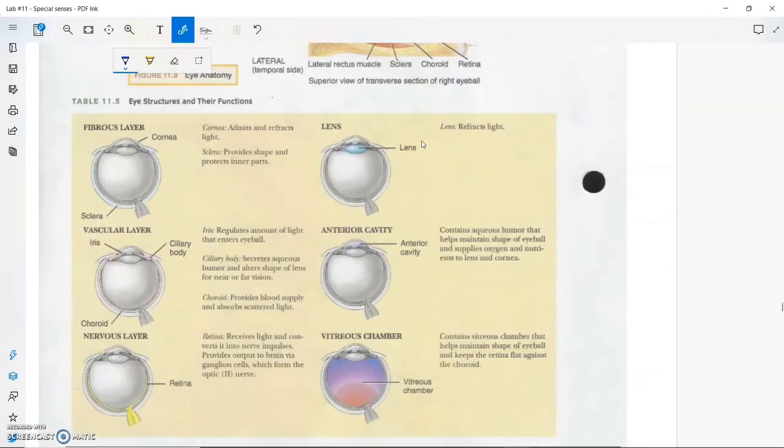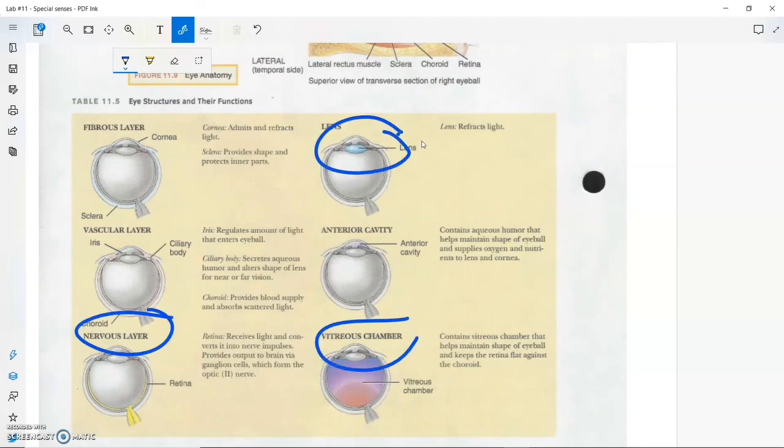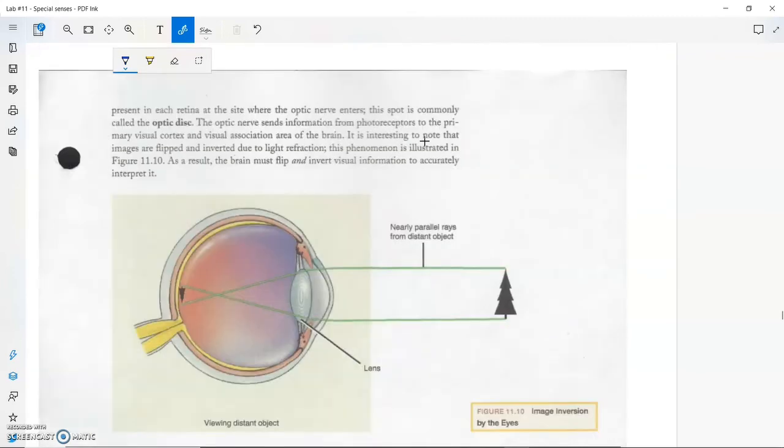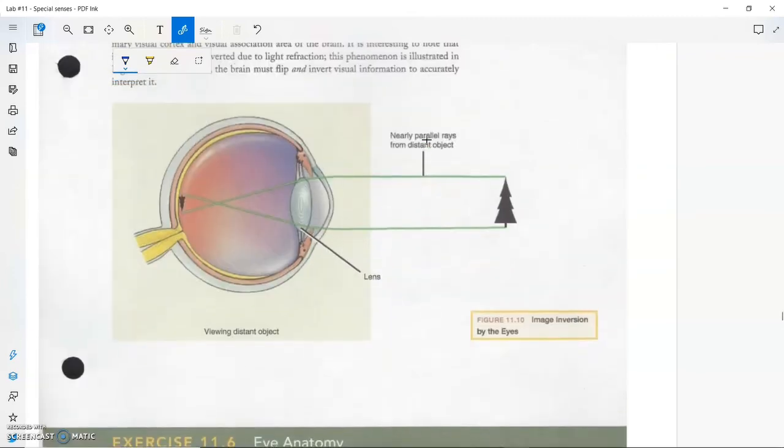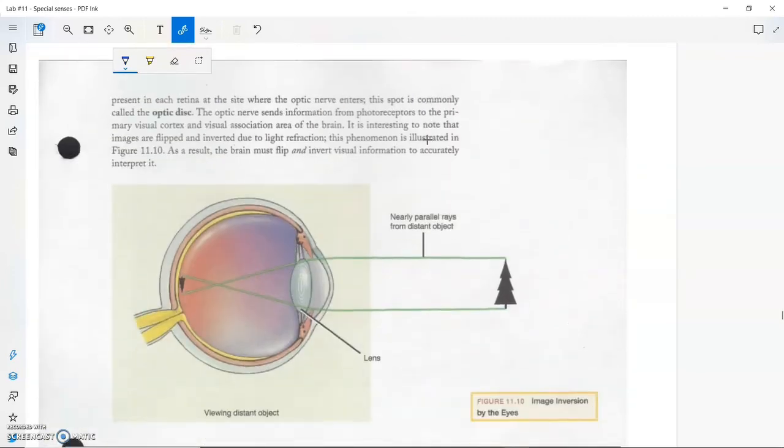So this image shows you the different structures of an eye, from lens to nervous layer to vitreous chamber. We're going to jump directly to how we see the objects. Interestingly enough, the objects that we see are flipped upside down and left to right.